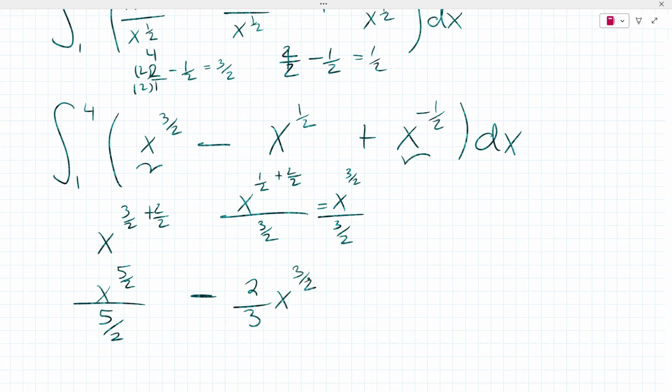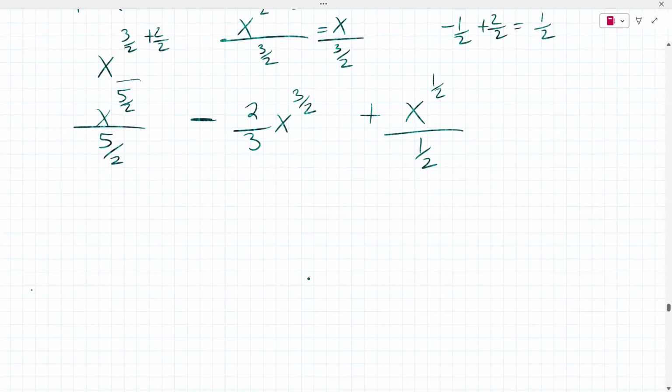What is the integration of x to the negative 1/2? So that's going to be whole power plus 1. So negative 1/2 plus 2 over 2 is 1/2. So that's going to be x to the 1/2 divided by 1/2.